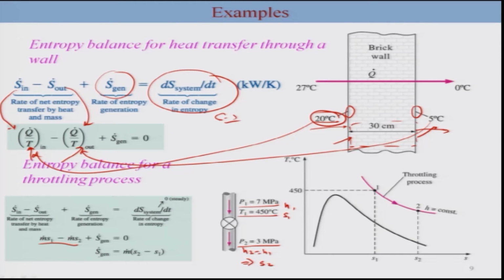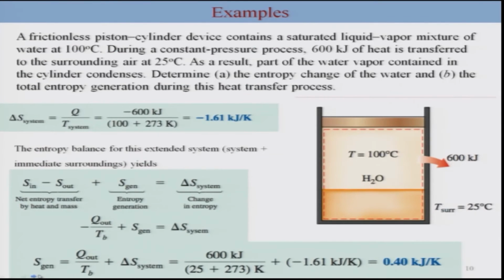system. Thus you can write S generation in this form. From this analysis you can find out S1, and from the conditions of P2 equal to 3 megapascal and h constant, you can find out S2, and thus you can calculate S generation for this throttling process. Okay. So let me end this lecture with this example.